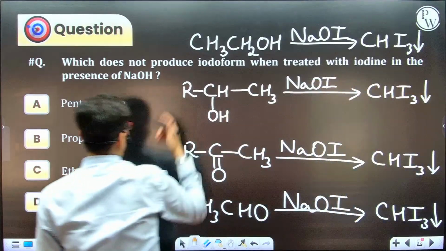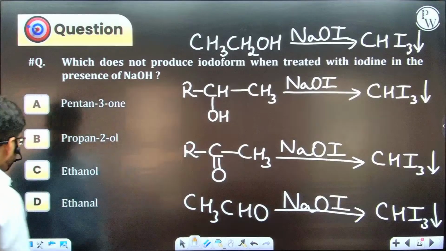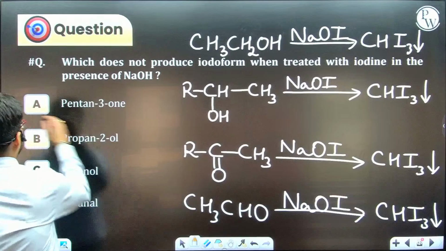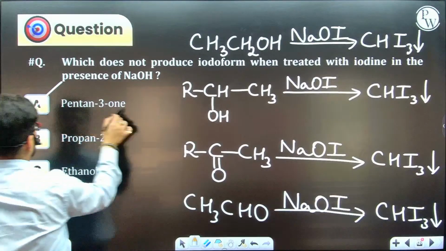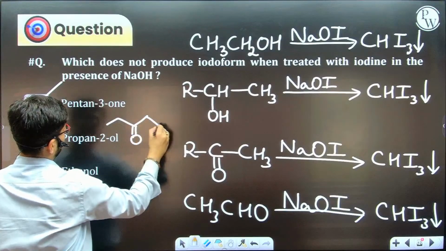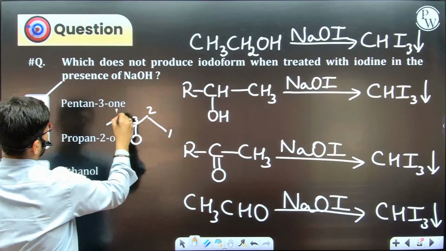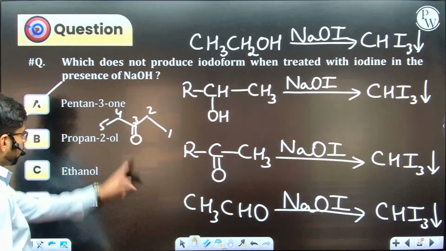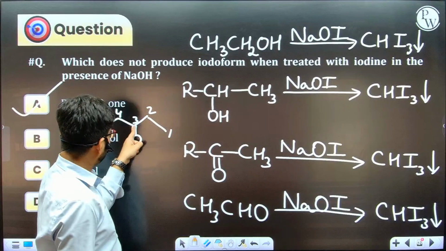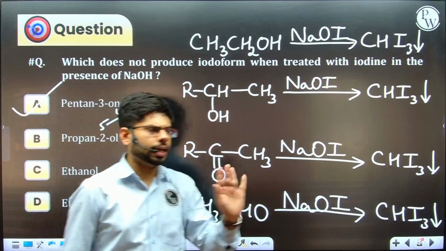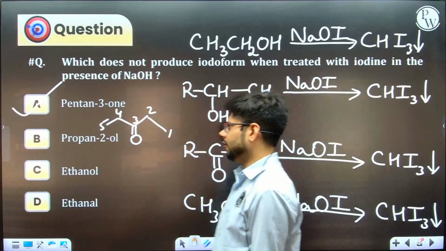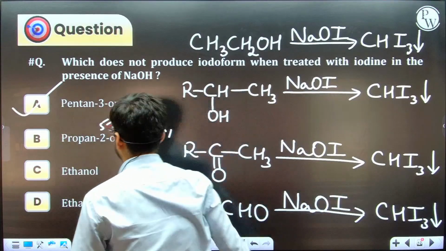Which does not produce iodoform? This is the question. So the answer is A. Why? Let's look at A. Pentan-3-one. This is pentan-3-one. Now this is not of this format, because if you look at the carbonyl carbon, it's not connected to any methyl group. Hence, it will not undergo reaction to give iodoform. Hence, A is the correct answer.